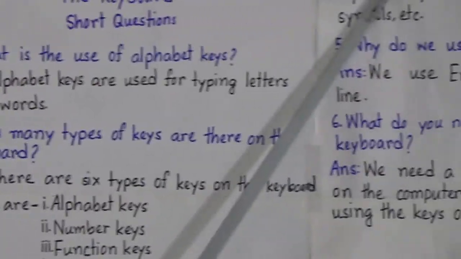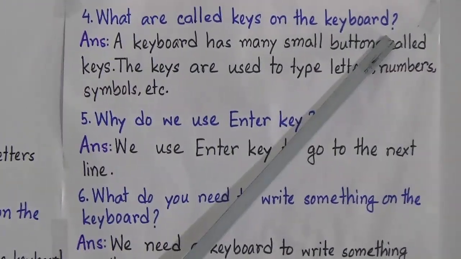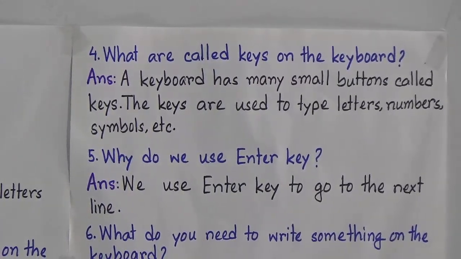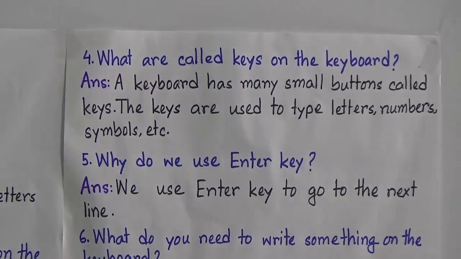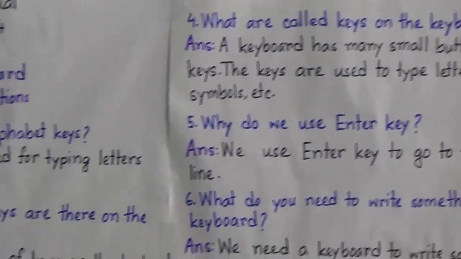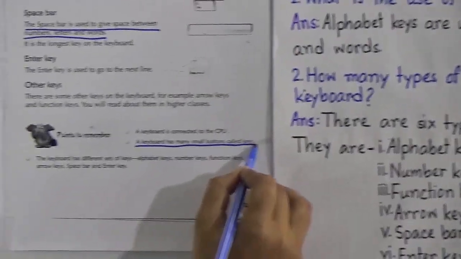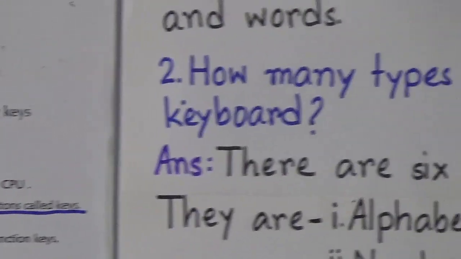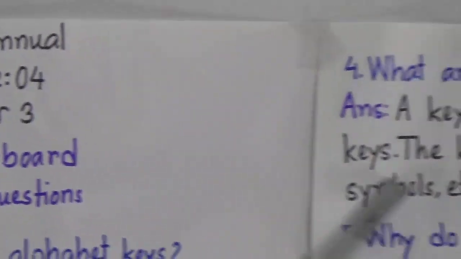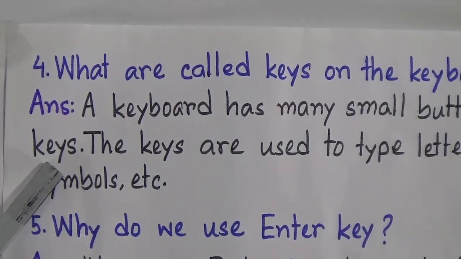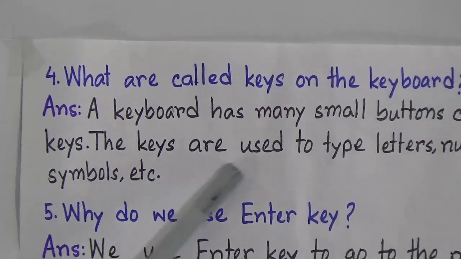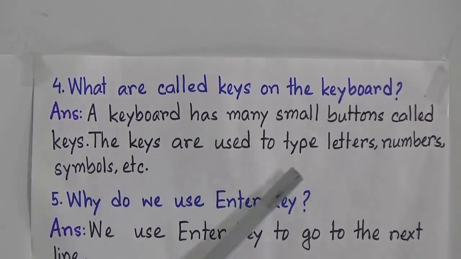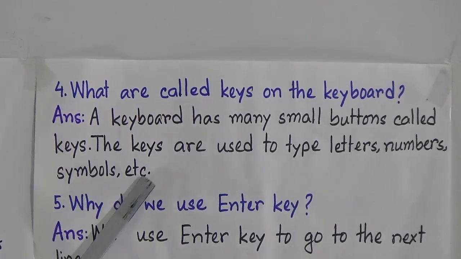Now number 4. What are called keys on the keyboard? Do you know? Yes, I know all of you know the answer. Now look, it's written there. A keyboard has many small buttons called keys. So we will make our answer from this sentence. A keyboard has many small buttons called keys. And you can also add this: the keys are used to type letters, numbers, symbols, etc. So why do you use keys? To type letters, numbers, symbols, etc.